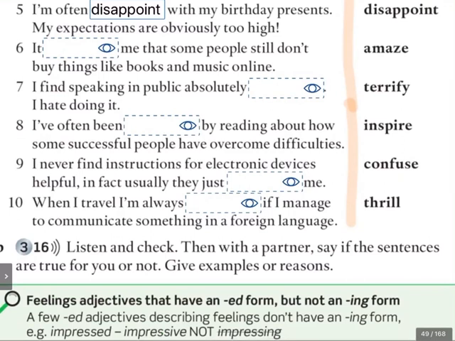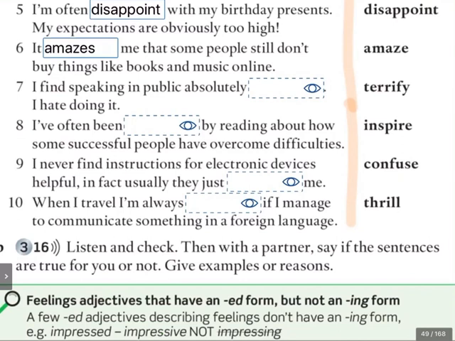It me that some people still don't buy things like books and music online. Now again, let's take a moment. Let's see, do we need a verb? Do we need amazed, which would be ed, or do we need amazing, ing? What do you think? Have you got an answer? That's right, we need the verb here. It amazes me. No, I am very surprised. It amazes me that some people still don't buy things like books and music online.